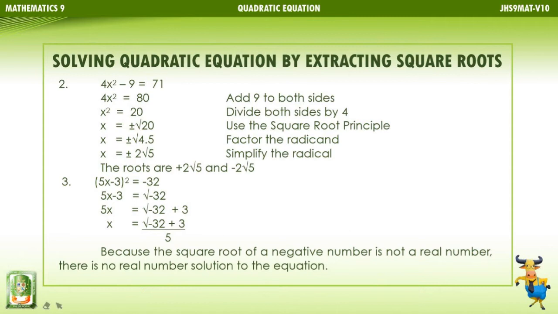3. 5x minus 3 squared equals negative 32. 5x minus 3 equals square root of negative 32. 5x equals square root of negative 32 plus 3. X equals square root of negative 32 plus 3 over 5. Because the square root of a negative number is not a real number, there is no real number solution to the equation.